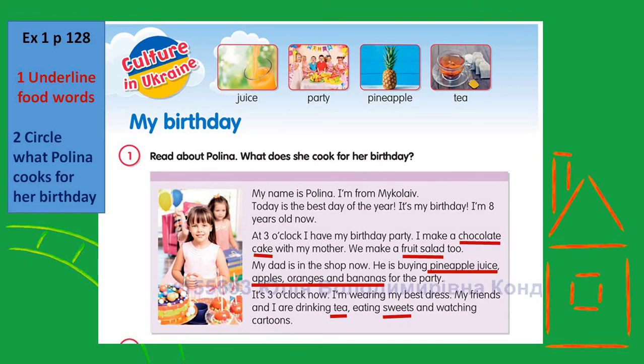Let's check. So, Paulina cooks a chocolate cake and a fruit salad for her birthday. Now, my dear, let's read and help me to translate.